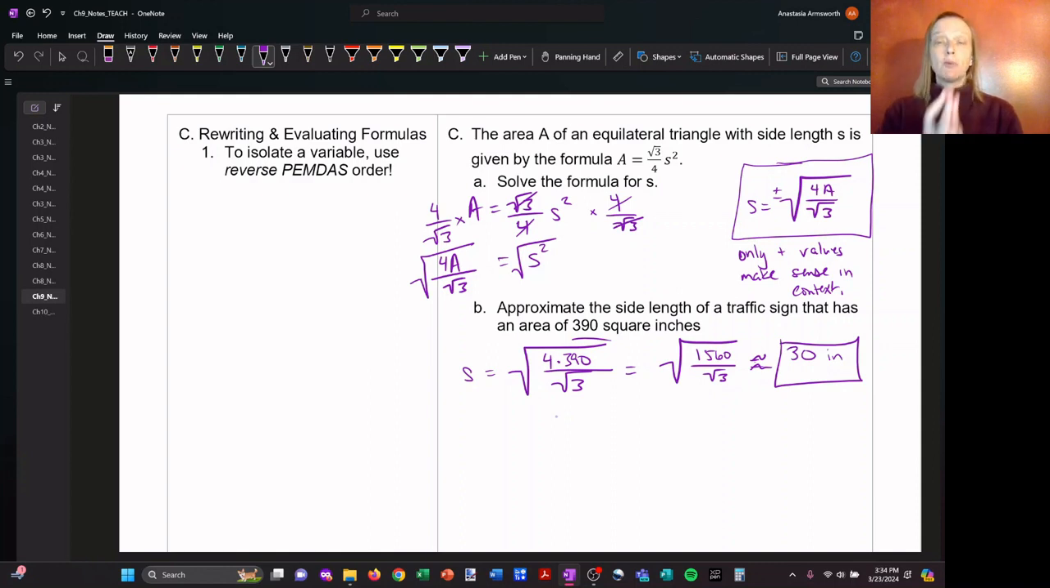So it's super important to remember that whenever you take the square root of something, you have a positive solution and a negative solution, and you need to take both of those into account, particularly if it's a math problem as opposed to a real world problem. With real world problems, typically positive answers are the ones that make sense.